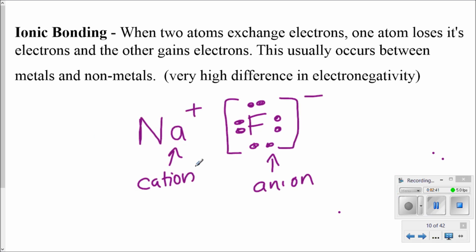What you get is two atoms that are isoelectronic with noble gases. They have full shells. You have a cation, a positive ion, and an anion, a negative ion, that stabilize each other and neutralize each other overall. So for this compound, NaF, sodium fluoride, it has no overall charge because it has one positive, one negative.